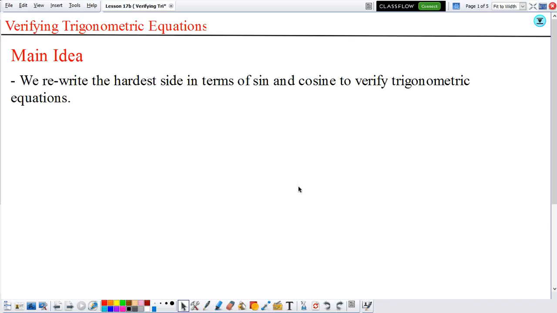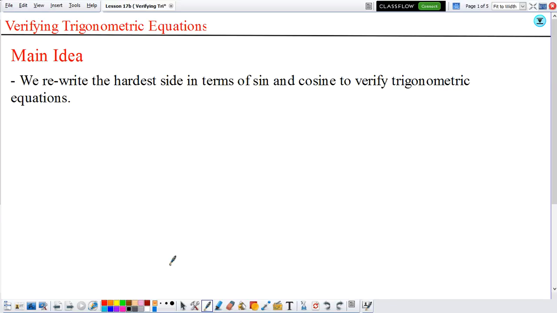Today, we will learn how to verify trigonometric equations. In our previous lesson, we saw that if we want to simplify any trig expression or equation, we try to rewrite everything in terms of sine and cosine. We're still going to use that same idea, but now we're going to extend it, and we're not just going to rewrite expressions, but actually verify equations.